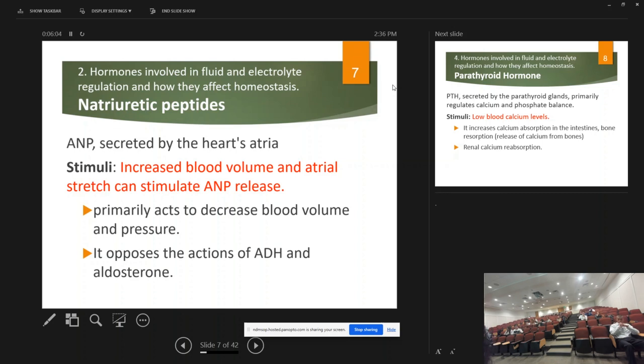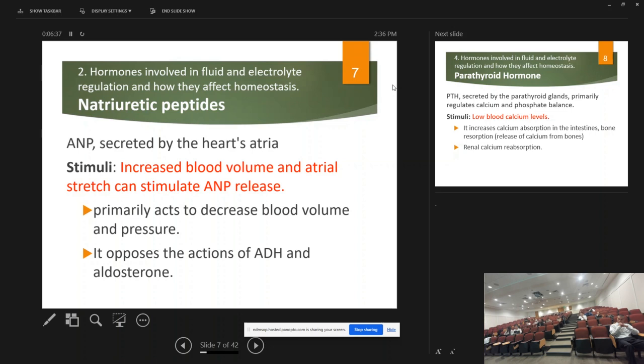So increase in blood volume, the atria is going to stretch, and that will stimulate the release of ANP. So this ANP release is to decrease the blood volume and blood pressure so that it can bring it back to homeostasis. So it is kind of the opposite action of ADH and aldosterone. So these two regulations are important for maintaining the blood volume and also the sodium, the osmolality.